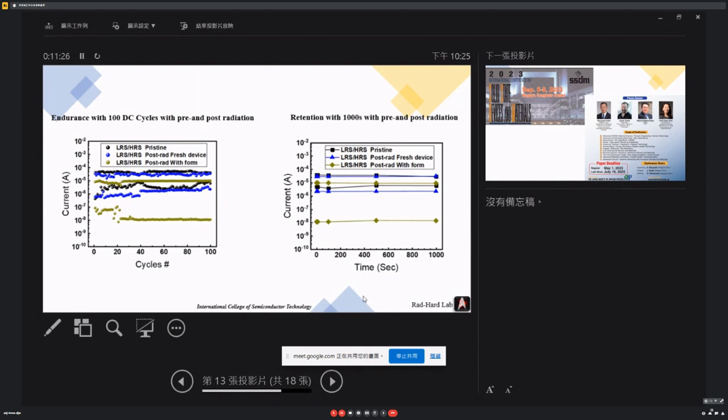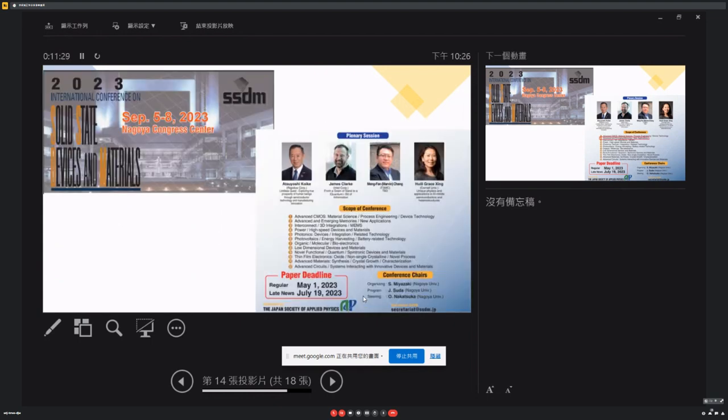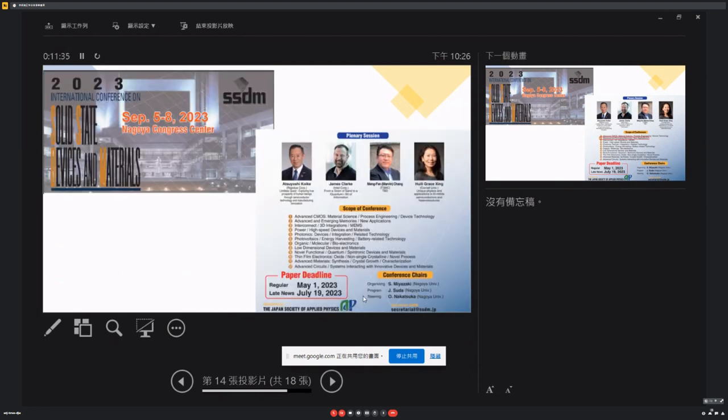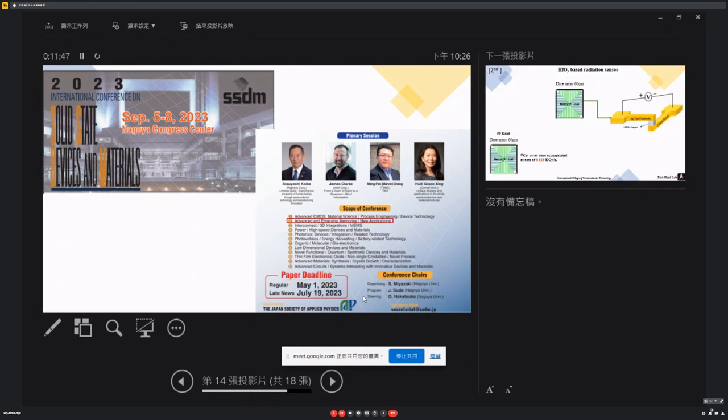After this result, we are targeting to submit to a conference in Japan called SSDM. SSDM is mainly about solid state electron device materials. In this conference there is a topic that meets our application, as I work on emerging memories, so I have the chance to submit this paper.